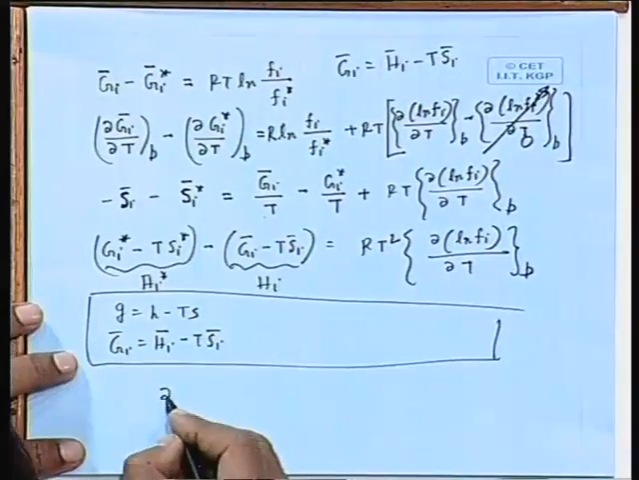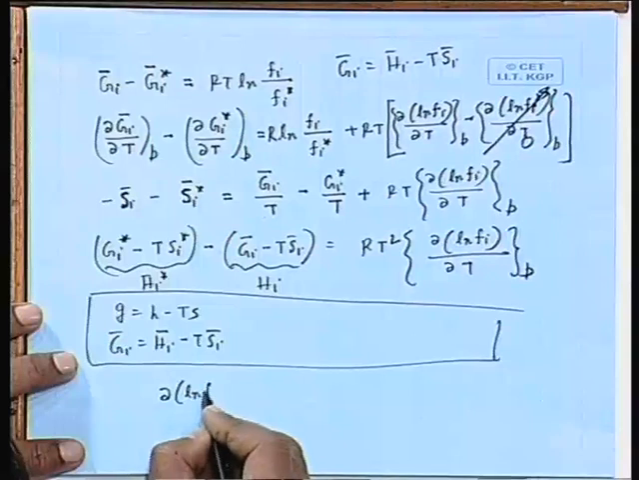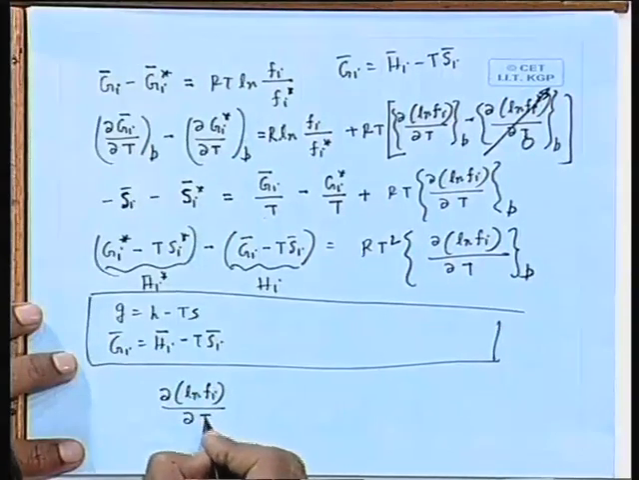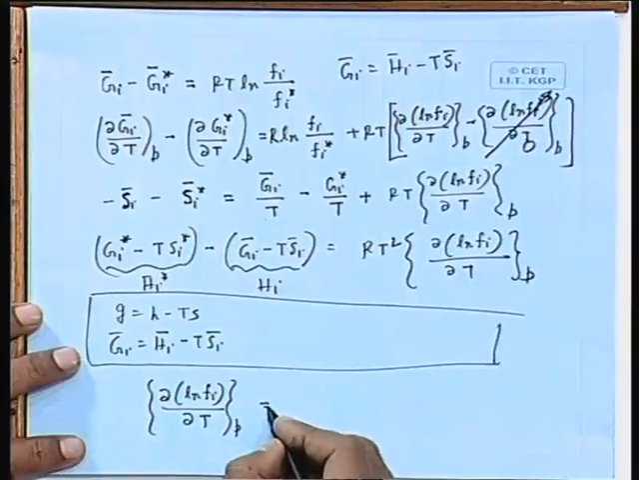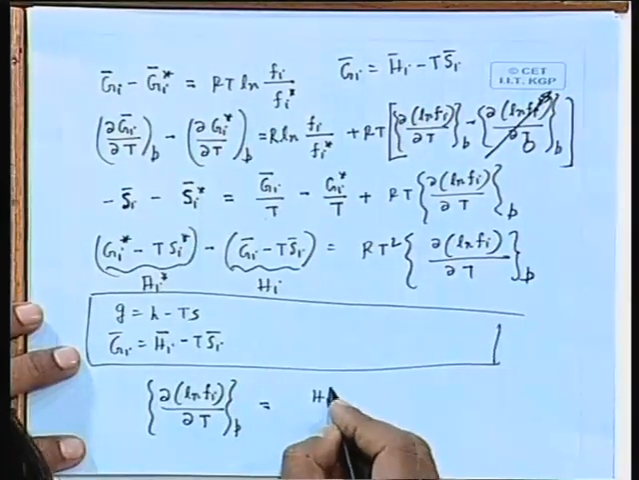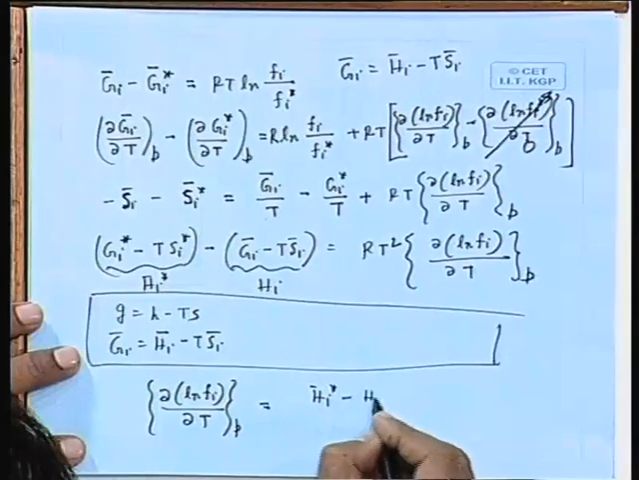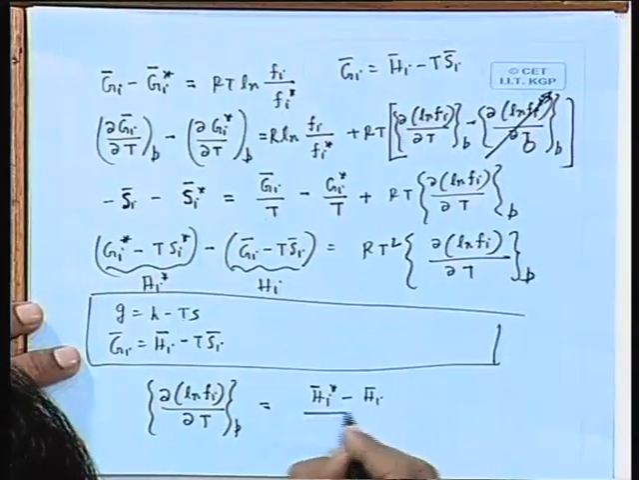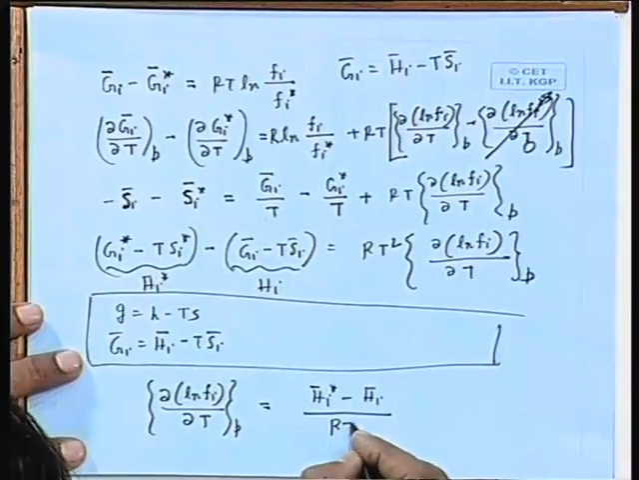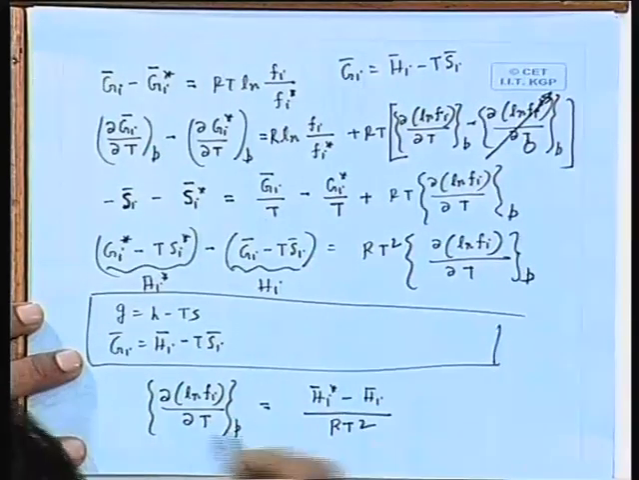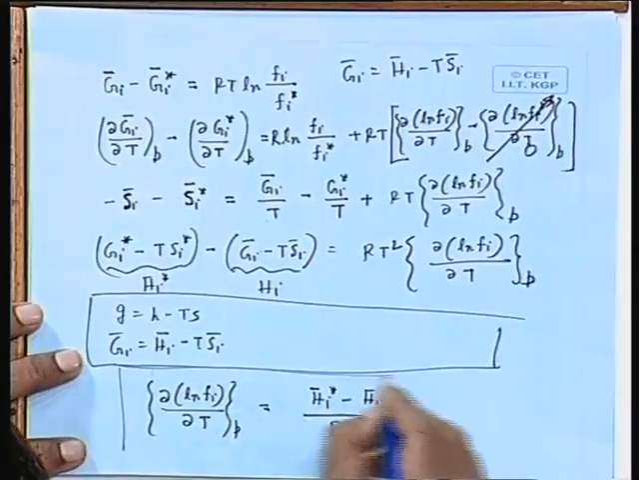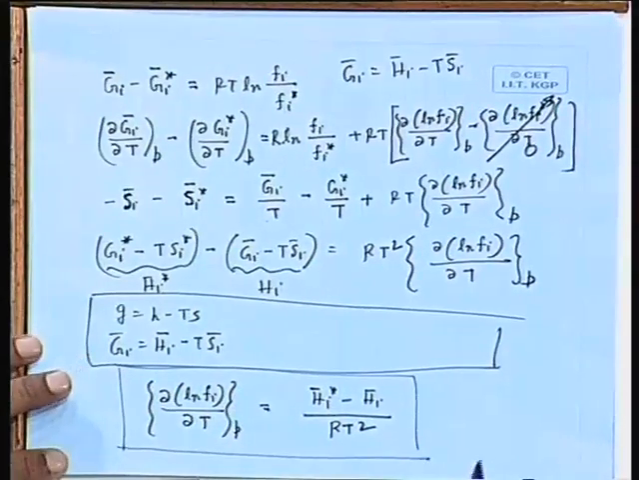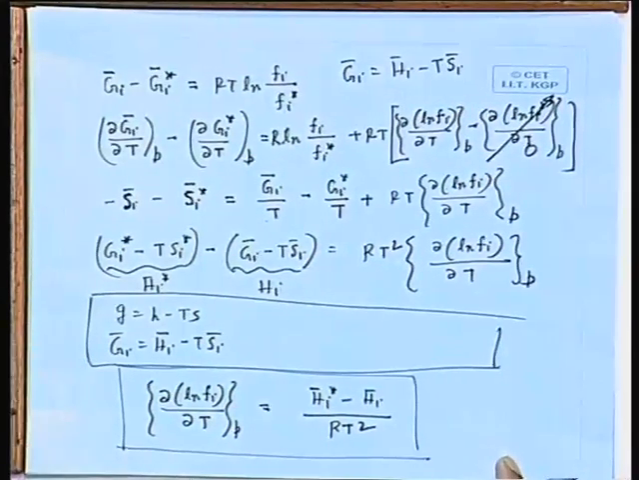So therefore, we can write del ln Fi del T at constant pressure is equal to Hi bar star minus Hi bar divided by RT square. So this is the required expression for the dependence of fugacity with temperature.